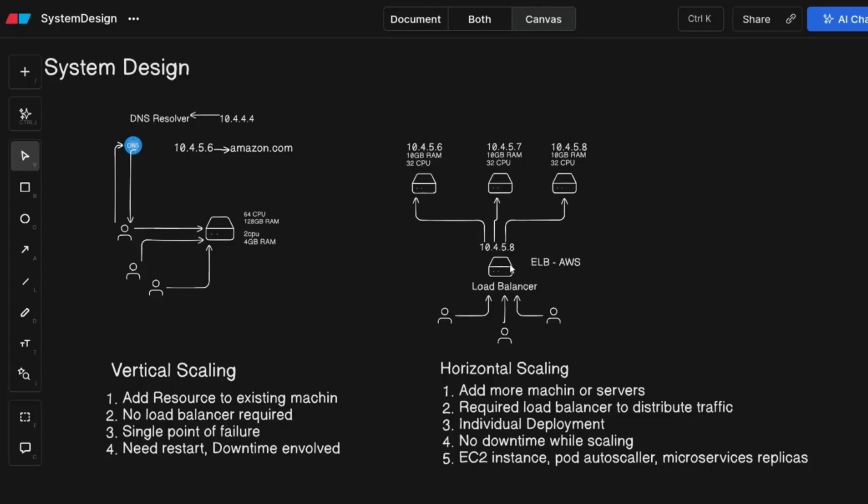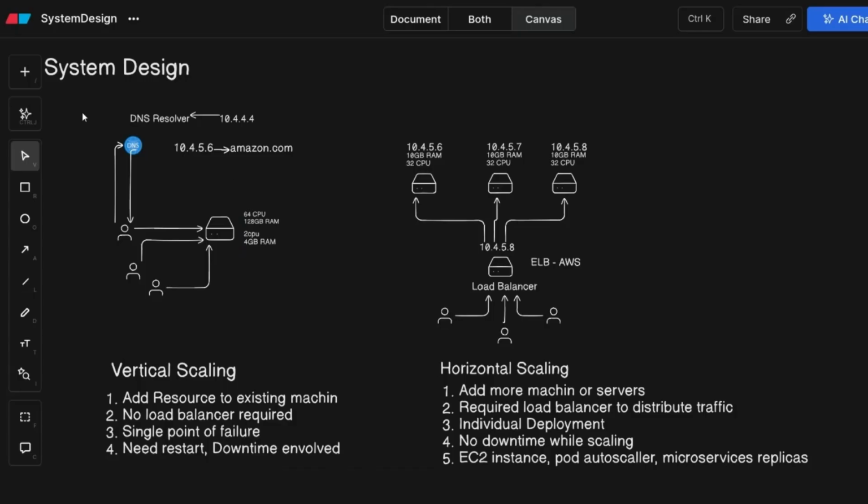We can see that these are the EC2 instances, or they can be pod autoscalers from Kubernetes, or microservice replicas. So this is the clear difference between vertical scaling and horizontal scaling. In vertical scaling we have to increase the resources, the RAM and CPU, but in horizontal scaling we have to add more servers.